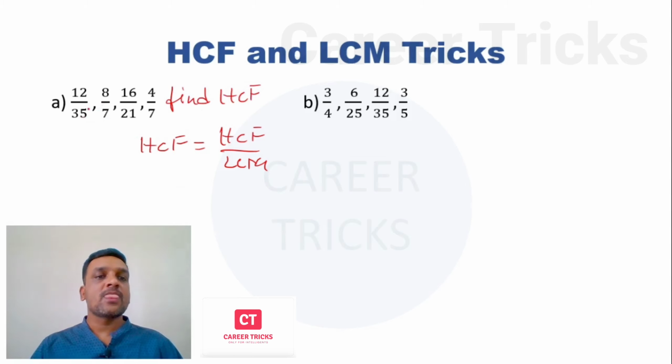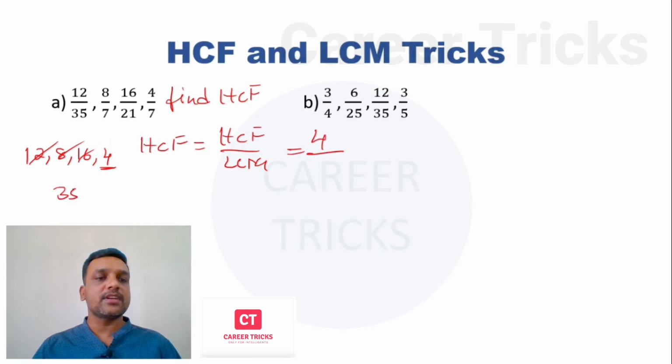What answer will we get? We'll see. What are all the terms above? That is 12, 8, 16, 4. We have to check the HCF of these numbers. Which is the minimum number in this? 4. Is 16 divisible by 4? Yes. And 8 divisible by 4? Yes. And 12 divisible by 4? Yes. Then the HCF value here is 4. Then for the denominator, we have to check the LCM.